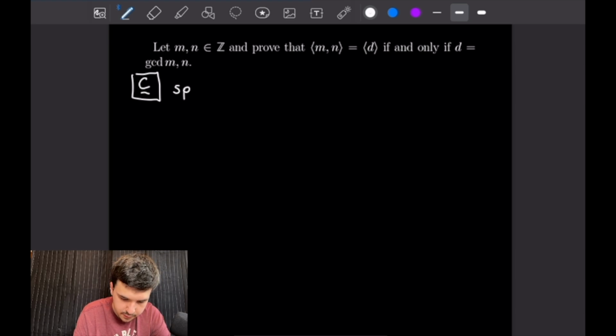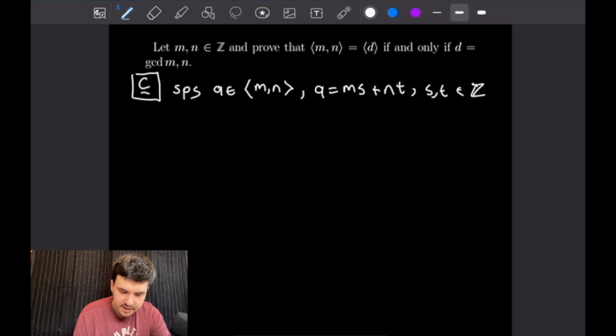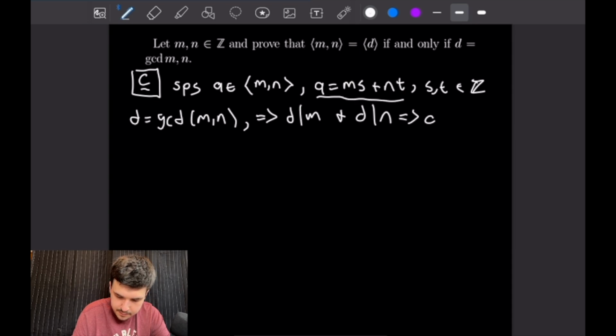So let's go ahead and suppose that we have some element, let's call it little a, which is in the set generated by m and n. Well, by definition, that means that we can write a in the following way, where a is equal to m times something, let's just call it s, plus n times something, let's call it t, and this will be with s and t being integers. Great. And then we have that d is equal to the GCD of our m and our n there. And this means that d will divide m and d will divide n, which means obviously by the way a is written here that d must divide a.